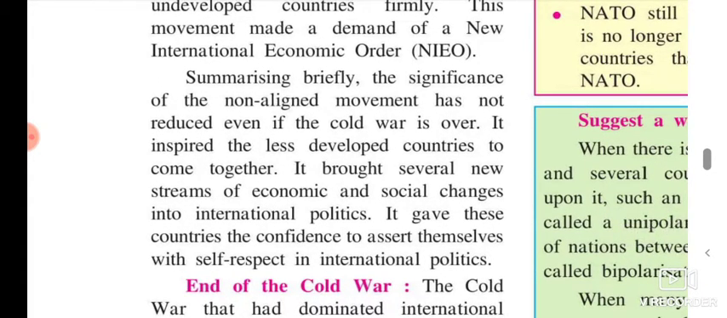Summarizing briefly, the significance of the non-aligned movement has not reduced even if the Cold War is over. It inspired the less developed countries to come together. It brought several new streams of economic and social challenges into international politics. It gave these countries the confidence to assert themselves with self-respect in international politics.